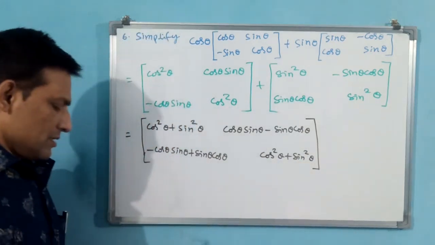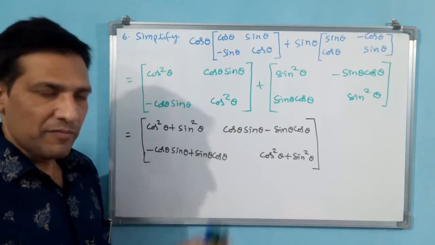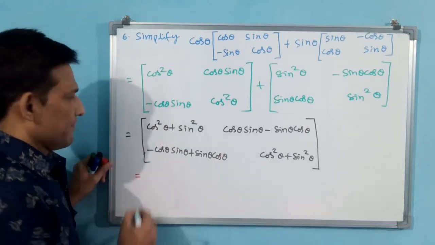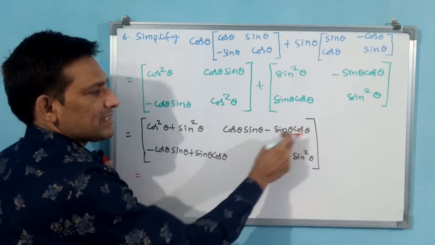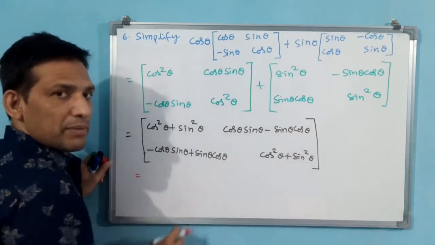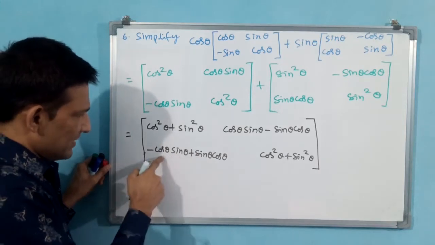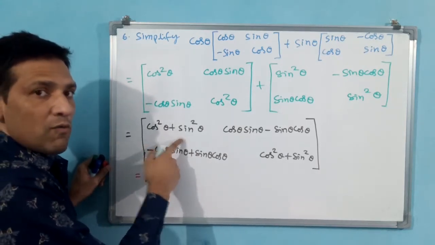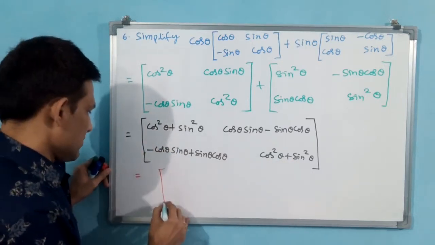See, up to here if you do and close this question, then only 50% of the marks you are going to get. Cos theta sin theta minus sin theta cos theta. You see, both are plus and minus, then it is going to become 0. Here also plus minus is going to become 0. And cos square theta plus sin square theta is 1. You have to do that one.